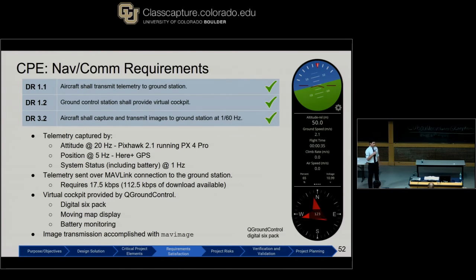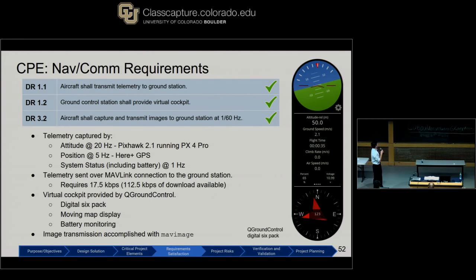So the telemetry is handled by a 900 megahertz data link channel, and attitude is provided by the Pixhawk 2.1 running PX4 Pro. Position is provided by the onboard Here Plus GPS along with the system status. Telemetry is sent over a MAVLink connection to the ground station, which requires a 17.5 kilobits per second data rate, and we have an available 112.5, thus satisfying derived requirement 1.1.